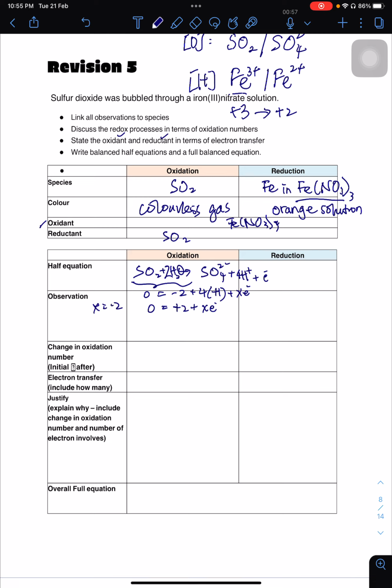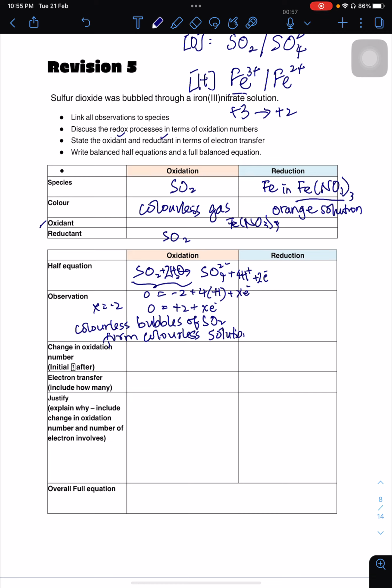Okay, so I'm going to put down -2 electron on the right hand side. Then followed by the observation. So you can put down the color for the gas. So I'm going to put down colorless bubbles of gas, bubbles of sulfur dioxide, okay, form colorless solution.